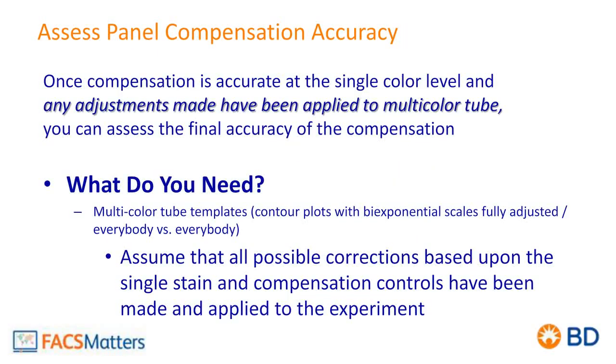So to assess panel compensation accuracy, assume you've done all the corrections at your single color level, you've done the best compensation you can from your controls, and what you want to do is to set up a template, an assay template, where you're looking at everything against everything. If you have six colors, you want to look at every one of the six colors by every other, so that's six factorial number of plots. This can get quite large. You're going to assume that all the possible corrections based upon your single stain and compensations have been made and applied to the experiment.